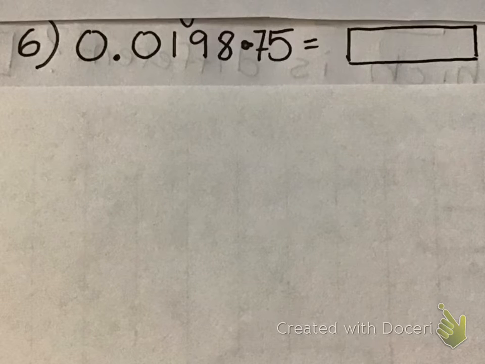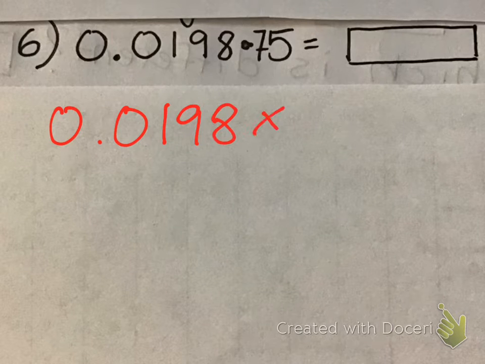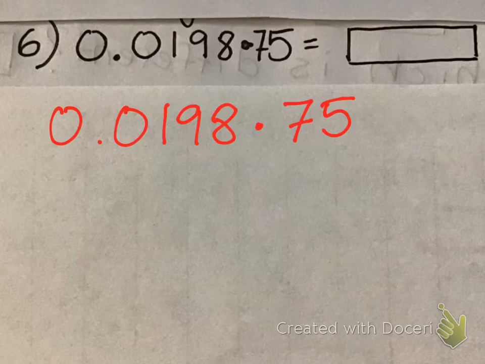So, for number 6, we have 0.0198 times 75. Now, this one's an interesting problem. It relates to what we've already learned, percents and numbers less than 100% and greater than 100%. Is this first number less than 1 or greater than 1? Less than 1. So are we going to get a number less than 75 or more than 75? Less than 75. When we multiply 75 by 1, we get 75.